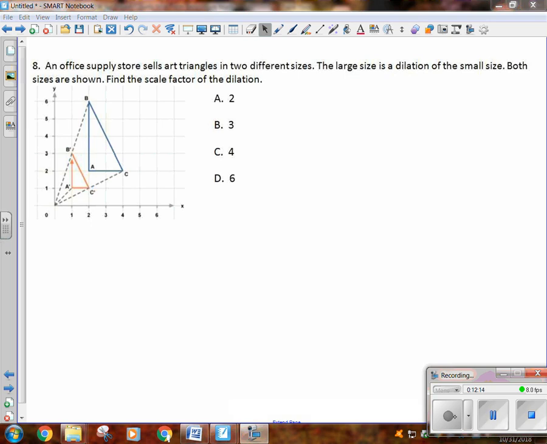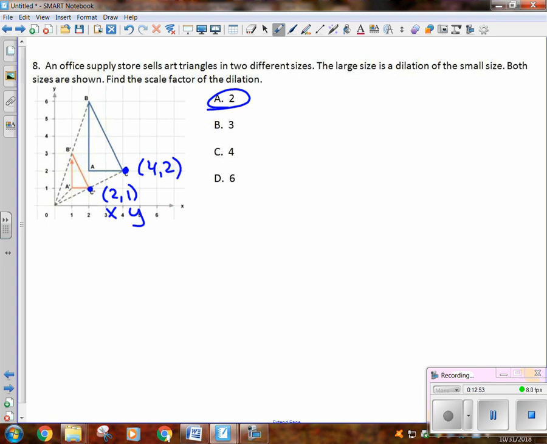All right, I'm going to continue the problem. I was looking at point C. I hesitated because I did notice that my points are C and C prime. But if I read the problem, it's basically saying the large size is a dilation of the small size, and it's basically saying find the scale factor. So I interpreted the problem as I was going from the small triangle up to the big triangle. If I do that, I'm going from a point that's over 2 up 1 to a point on the big triangle that's over 4 up 2. And if that's the case, it looks like my x's got 2 times bigger and my y's got 2 times bigger. Scale factor would be 2.